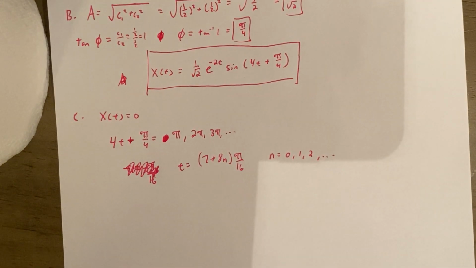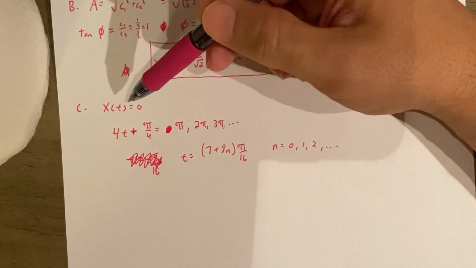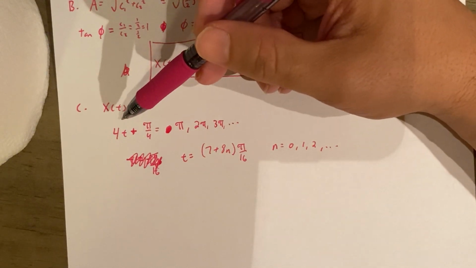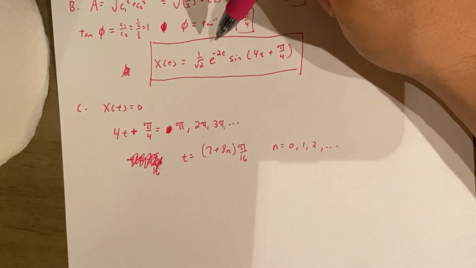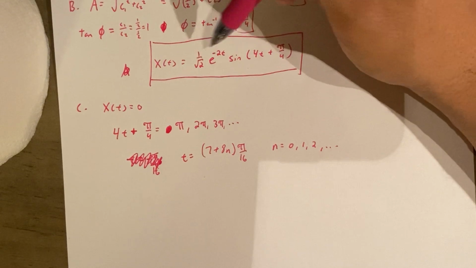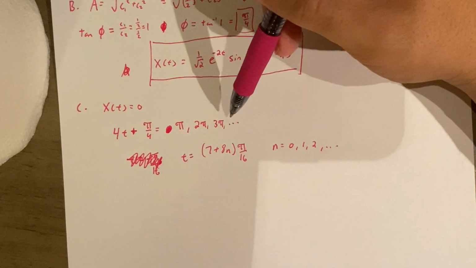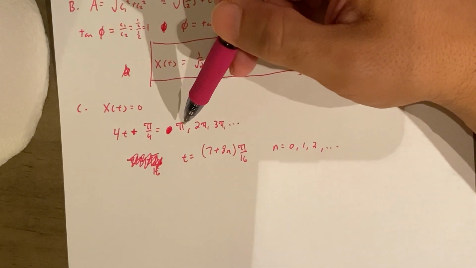Now, the last part says find the times at which the mass passes through the equilibrium position heading downward. To find this, we want to see where our position is equal to 0. Since we're dealing with sine, and e to the negative 2t is never going to be 0, that term goes away. The only time sine is equal to 0 is at pi, 2 pi, 3 pi. So we're going to set 4t plus pi over 4 equal to pi, 2 pi, 3 pi, and we'll start by setting it equal to pi.